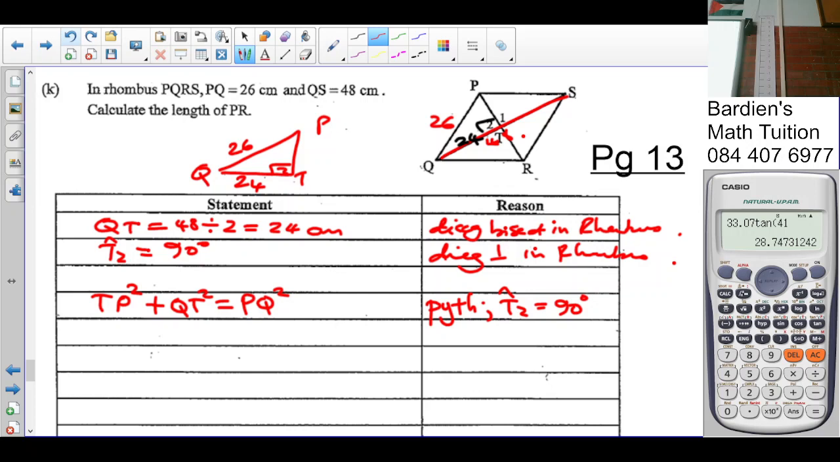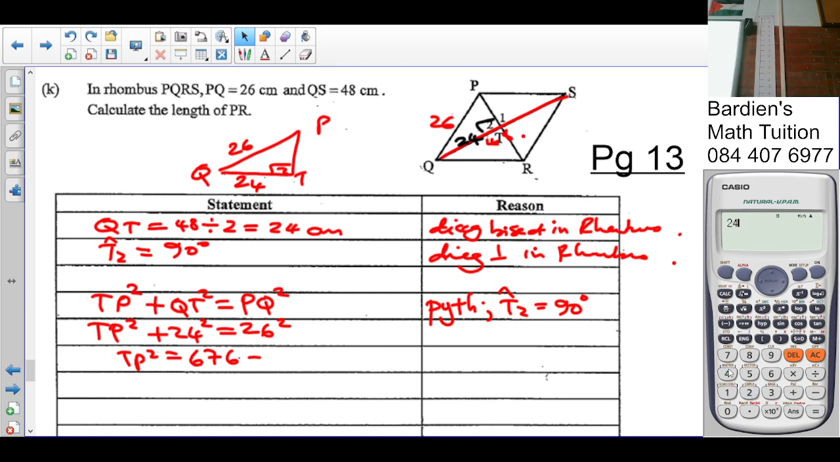I see some of you can follow. That's good. So PT is what I want to calculate. PT squared plus 24 squared equals 26 squared. So TP squared is equal to 26 squared, which is 26 times 26, which is 676, minus 24 squared, which is 576. So if I subtract 576 from 676, I'm going to get 100. The square root thereof is going to give you 10 centimeters. Now, you see this length here is 10.